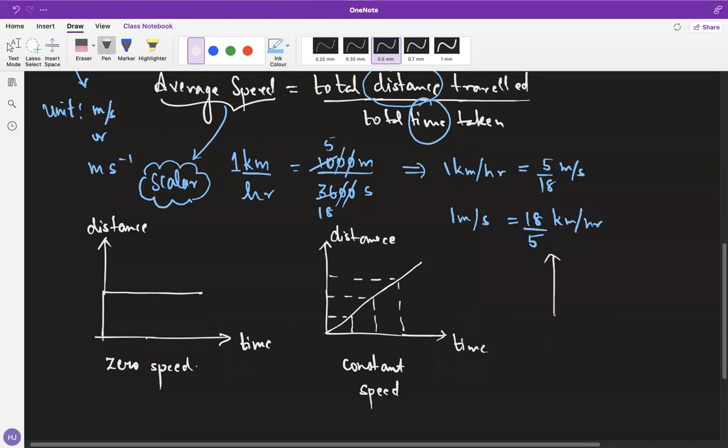And if I want to say that we are accelerating because the speed is constantly increasing, I would say that the distance covered is unequal in equal time intervals. So this could basically be the increasing speed graph.